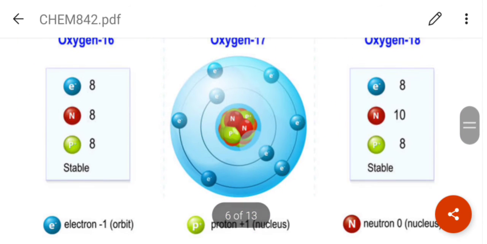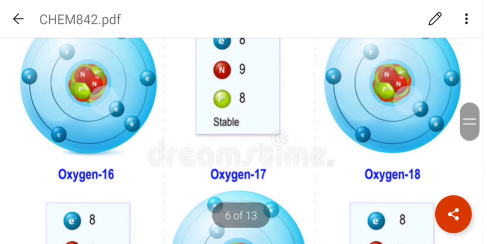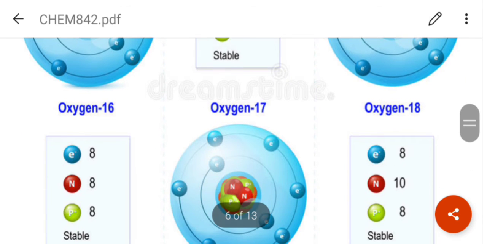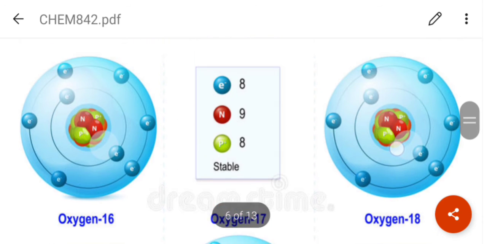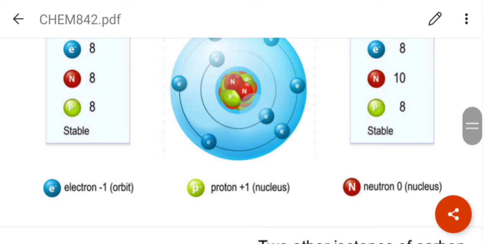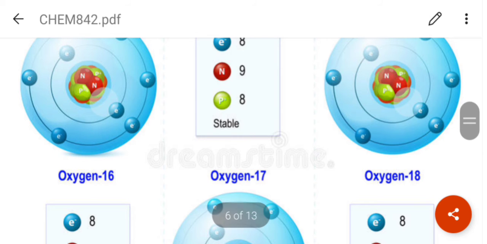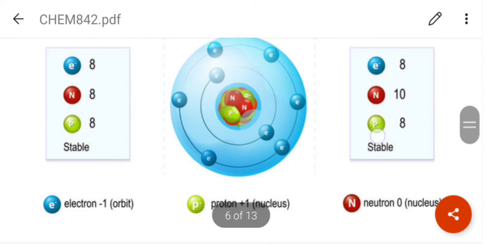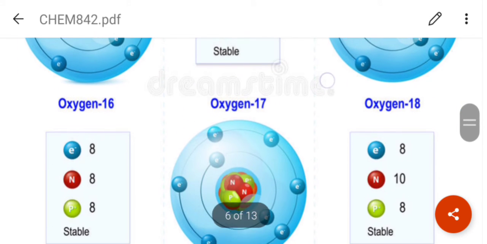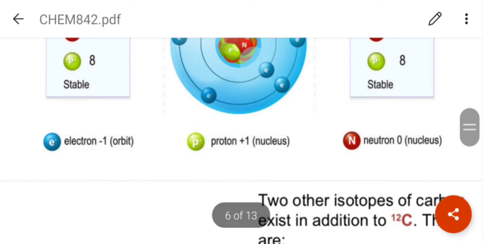Then comes 17O8. So here the number of protons remains the same, 8. Electrons remain the same, 8, but neutrons are 9. Then you see 18O8. Here the number of electrons and protons remains the same, but the number of neutrons is 10. These are the 3 isotopes of oxygen: 16O8, 17O8 and 18O8.